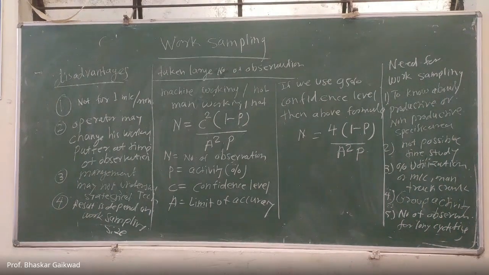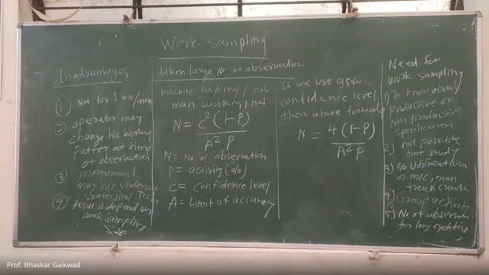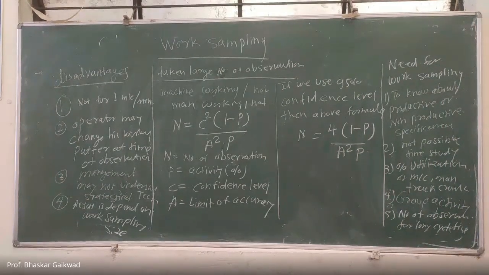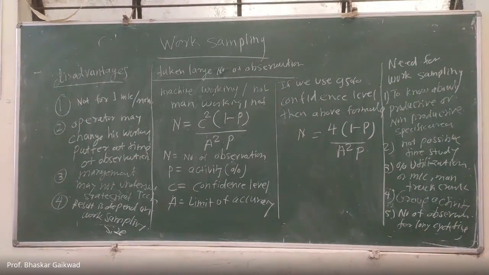One of the techniques, given on the blackboard, is n equals c squared (1 minus p) over a squared p. N is the number of observations, p is the activity in percentage, and a is the limit of accuracy, with confidence level based upon statistics. If 95% confidence level is there, the same formula can be modified: n equals 4(1 minus p) over a squared p. We'll solve numerical problems on these two statistical formulas.